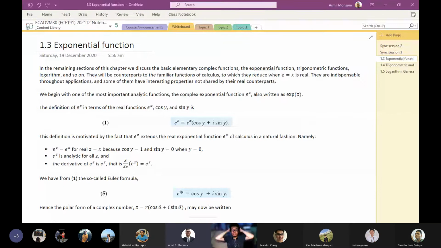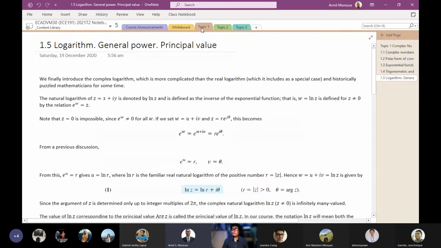Okay, so let's start today's lesson, which will continue with what we discussed last time. Last meeting we discussed the polar form of your complex number.